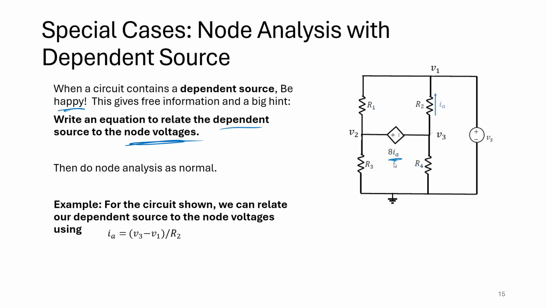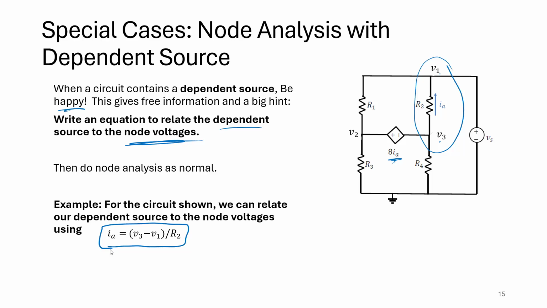For example, in the circuit shown here, we can actually relate our dependent source, this 8IA. We see it depends on current IA. And if we look over here, we see that current IA can be related to our node voltages V3 and V1. So we can write this extra equation to help us solve our circuit.